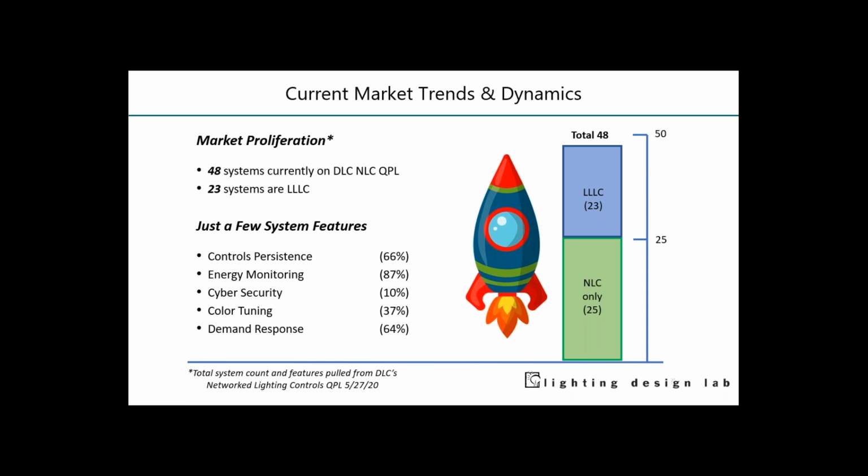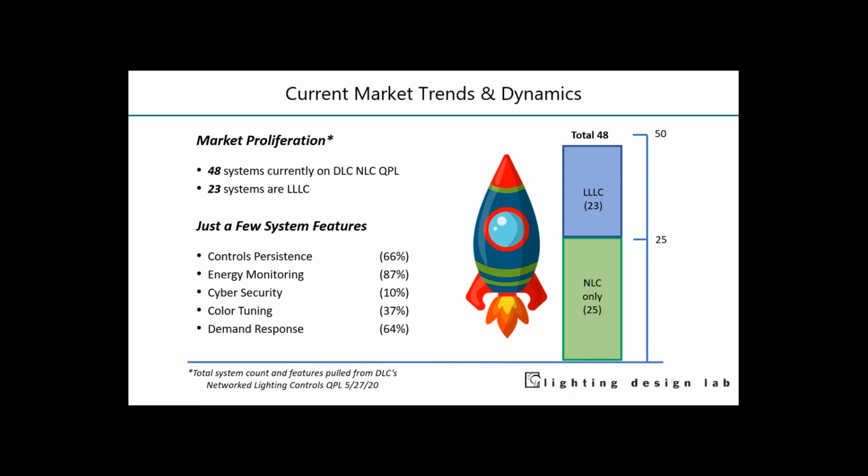Controls persistence is like, you've taken all this time to set up the system and make sure it works right. Well, what happens when power goes out, right? When I reboot the system, am I going to have to do that all again? It's like, no, that's crazy. Well, get a system that has controls persistence. It's one of the beautiful things about the QPL: it lets you filter and figure out different system features.